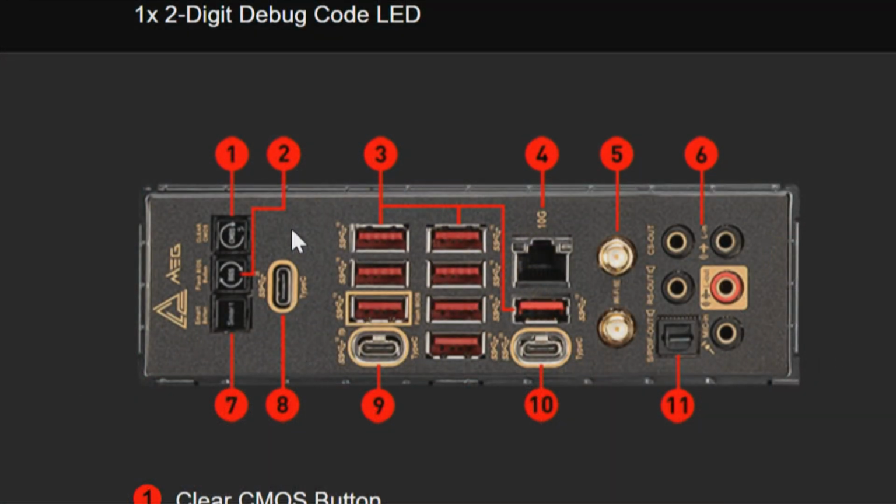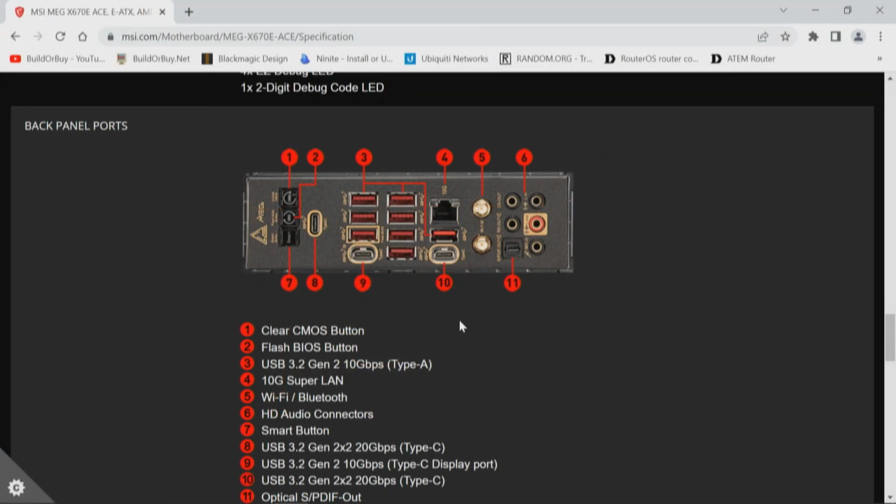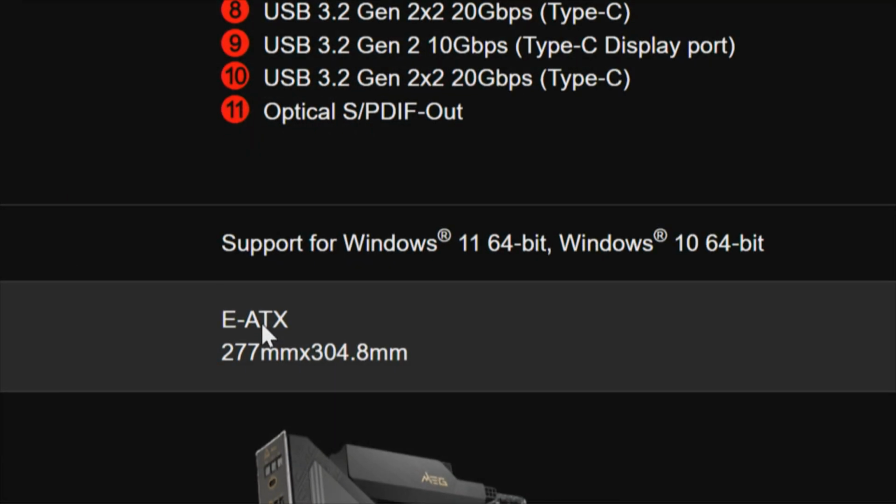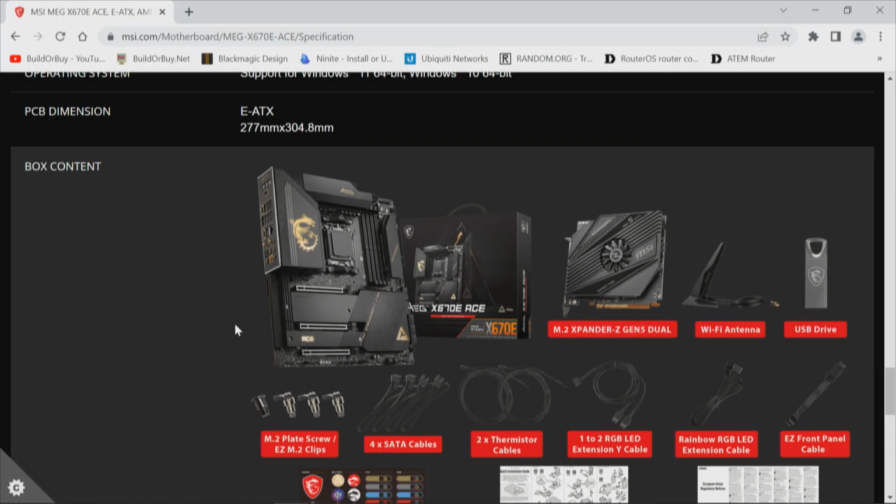I'm taking a little bit different approach with this motherboard. I want to be more thorough, and this is based on the questions that we've had to get to this point. Okay, that's what's significant on the I/O panel. Supports Windows 10, Windows 11. The form factor is EATX, so you want to keep that in mind when you're looking for a case. And it goes through a description of box contents.